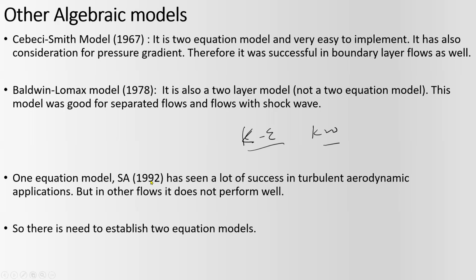And in 1992, the SA model, the Spalart-Allmaras model. There are two people who invented this model. It was a very famous model, and it still is a very famous model for external aerodynamic flows. But for mixing flows, jet flows, and these kinds of flows, it is not a very famous model. Also, one-equation models have problems because it is only one equation, so they suffer from issues and are not successful for every flow. So there is a need for the establishment of two-equation models.